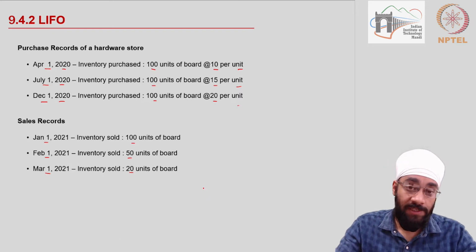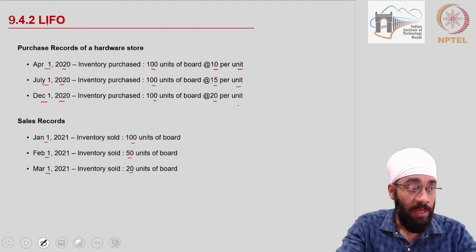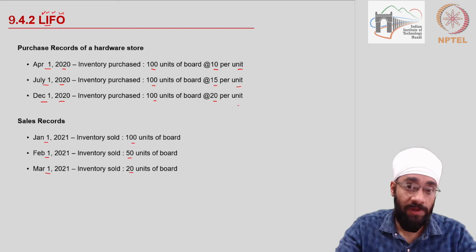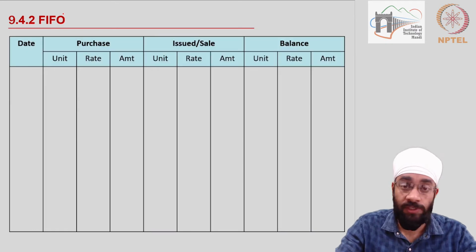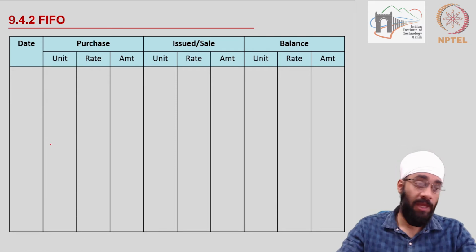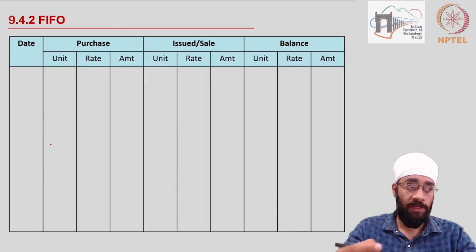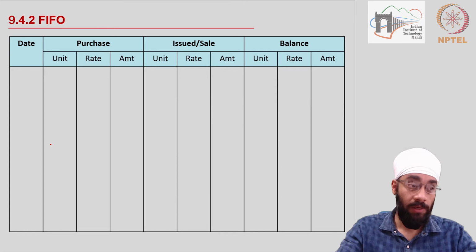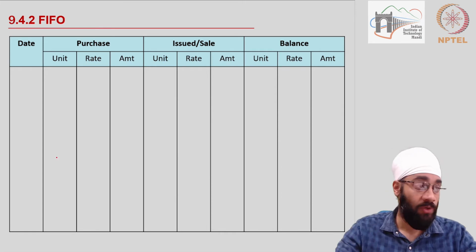And the first method that we are going to use to value the stock at the end of the period is called the LIFO method. This is the last in first out method. This will become more clear as we attempt to solve this problem here. So we use this format, and again there are different formats, different methods, different approaches to this method, but the principle is going to remain the same.